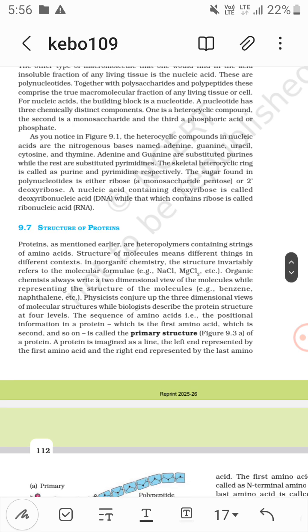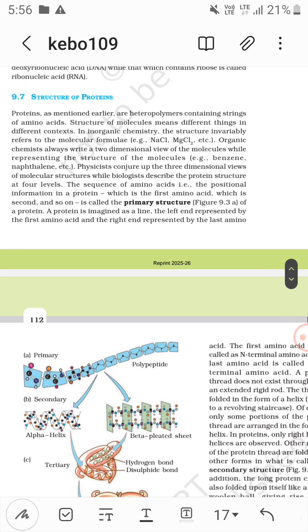Okay. Now the sugar found in polynucleotides, which are nucleic acids, can be either ribose, a monosaccharide pentose, or 2-deoxyribose. Now the nucleic acid containing deoxyribose is deoxyribonucleic acid, that is DNA. And the polynucleotide that contains ribose is called ribonucleic acid, RNA. Now structure of proteins.